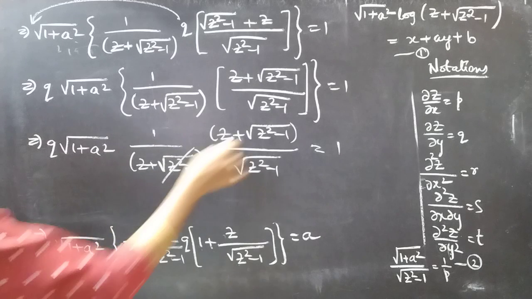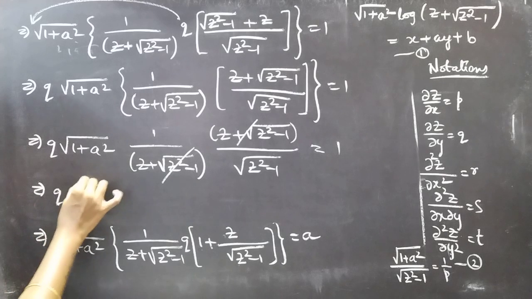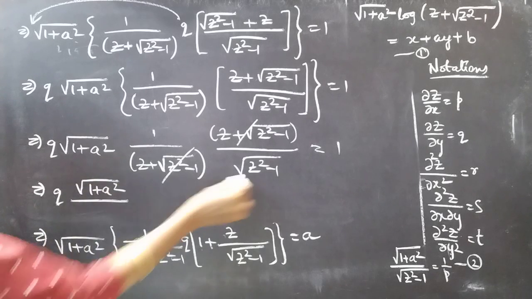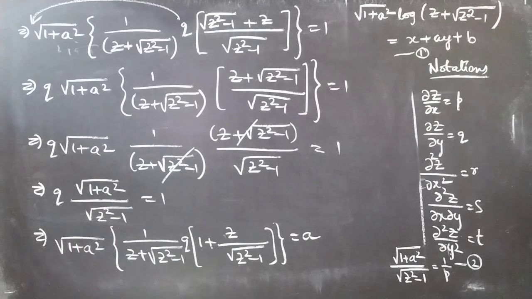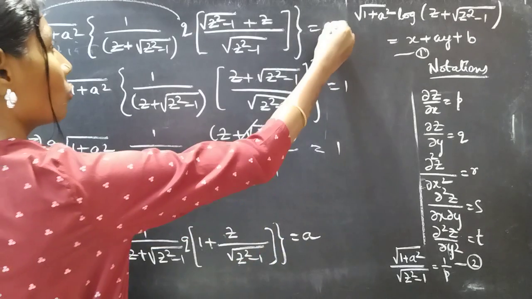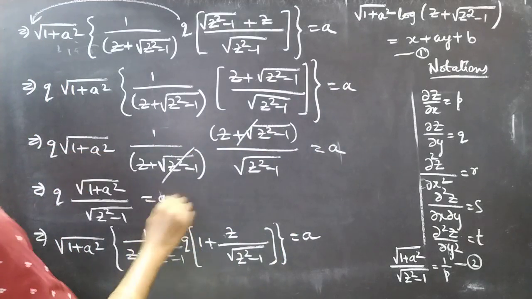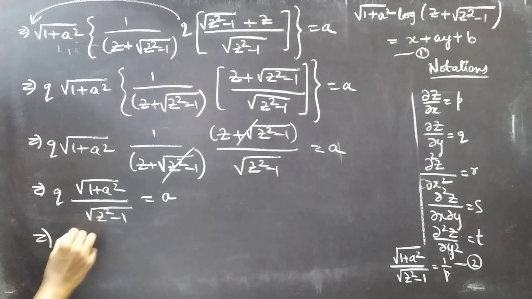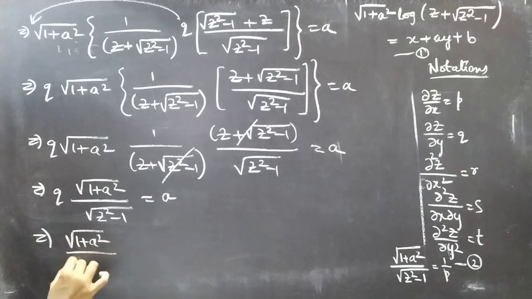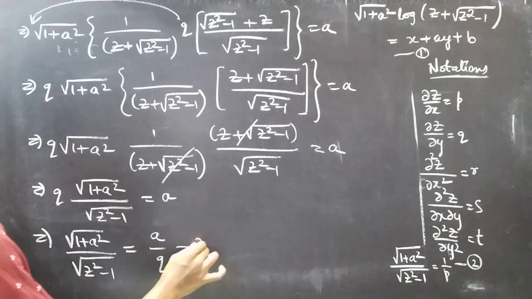Fine. Now you can cancel z plus square root of z square minus 1, and this gives us q into square root of 1 plus a square by square root of z square minus 1 equal to 1. So it's a, the RHS will have a not 1, I'm so sorry. It's a not 1, right? We'll get a. Now we can write this as square root of 1 plus a square by square root of z square minus 1 equal to a by q, considered as equation number 2.